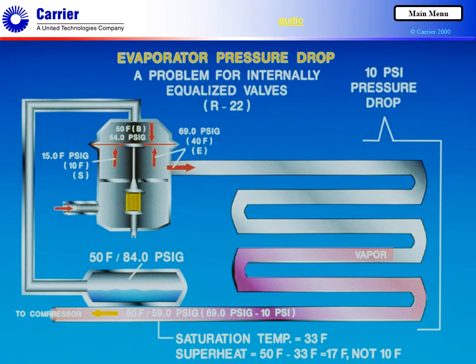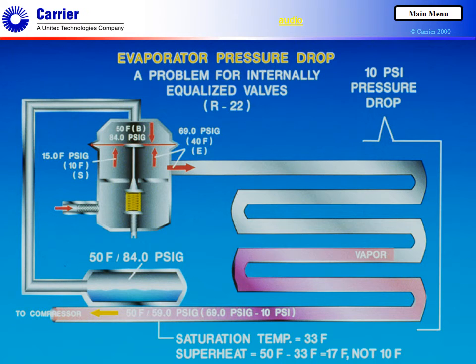When evaporator pressure drop becomes significant, it becomes difficult to maintain the desired superheat temperature. Consider this situation. The pressure at the evaporator inlet is 69 psig. This matches a saturation temperature of 40 degrees Fahrenheit.